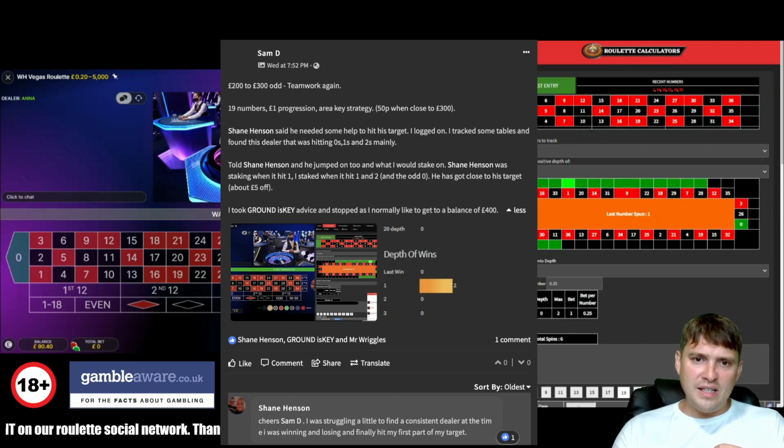So you can see there 19 numbers, £1 progression, area key strategy, 50p when close to 300. Shane Henson said he needed some help to hit his target. I logged on, tracked some tables and found this dealer that was hitting 0s, 1s and 2s mainly. Told Shane and he jumped on 2 and what to stake on. Shane was staking when I hit 1, I staked when I hit 1 and 2 and the odds 0.